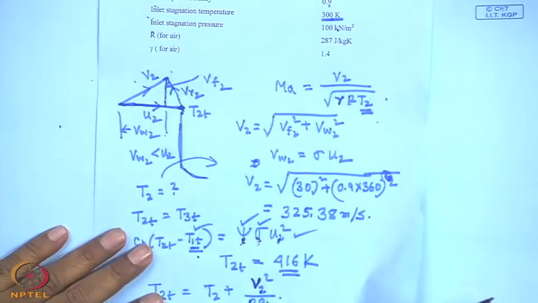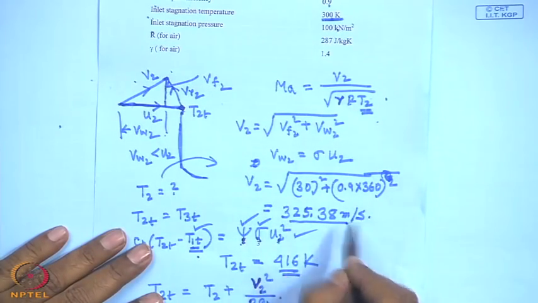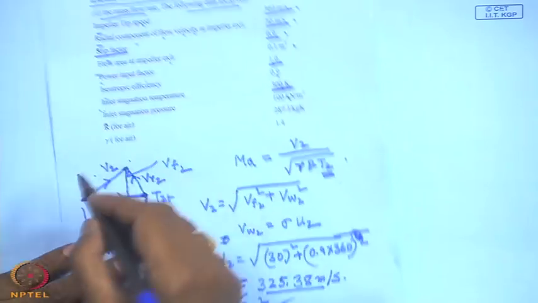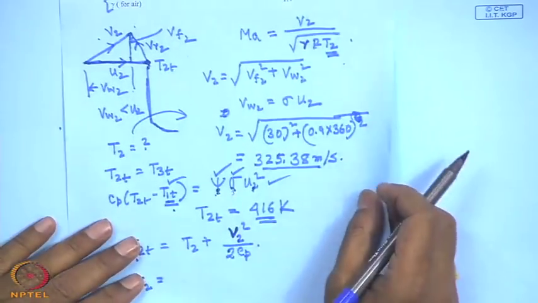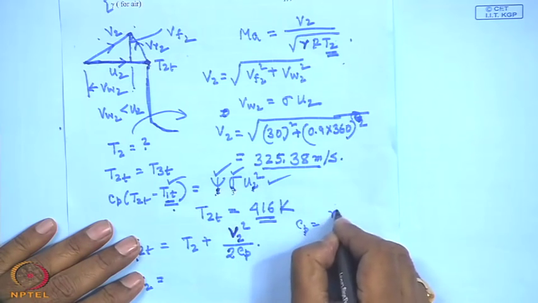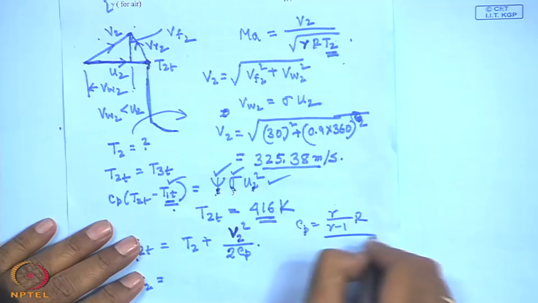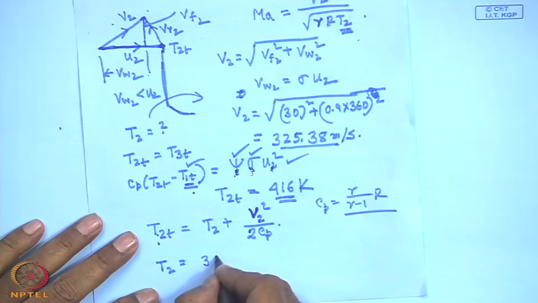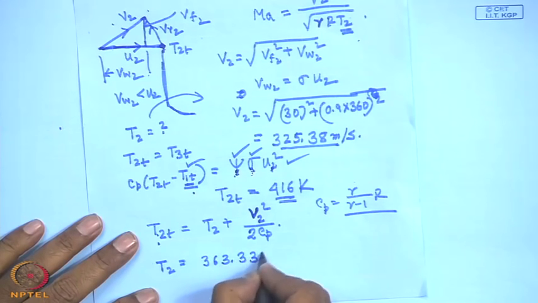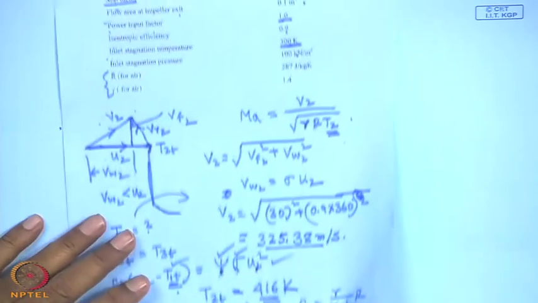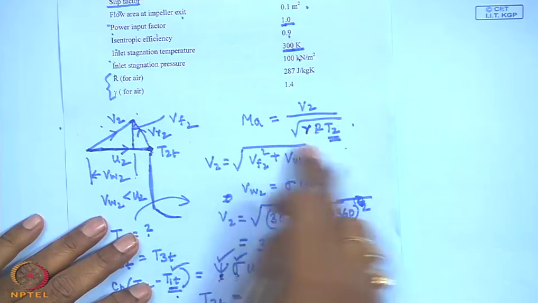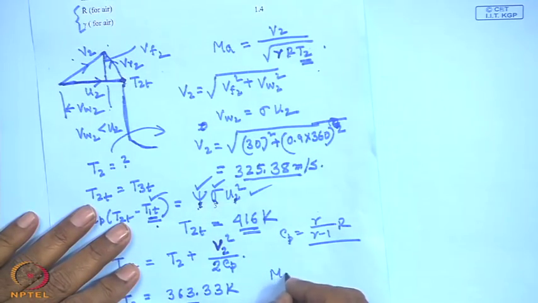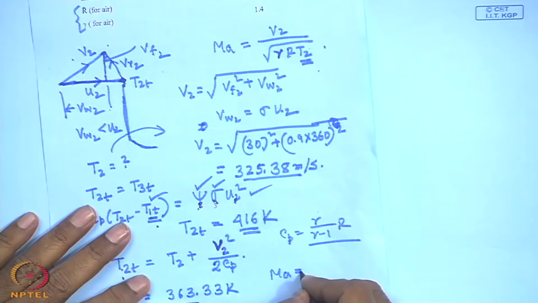Now, V2 we have already found out as 325.38 meter per second. The value of Cp has to be found out from R and gamma, which you have read at school level: the specific heat at constant pressure is gamma by gamma minus 1 into R. So, you know the Cp. Therefore, from here you can find the static temperature as 363.33K. When we substitute the static temperature here, we get the Mach number M2, the suffix 2 I am using, equal to 0.85.